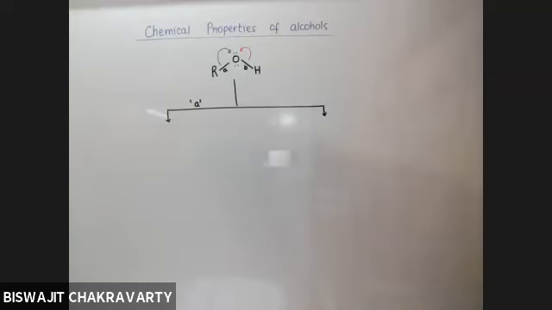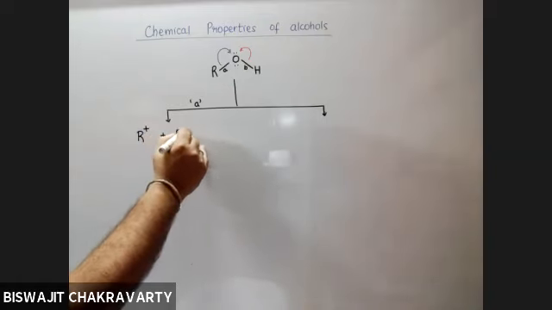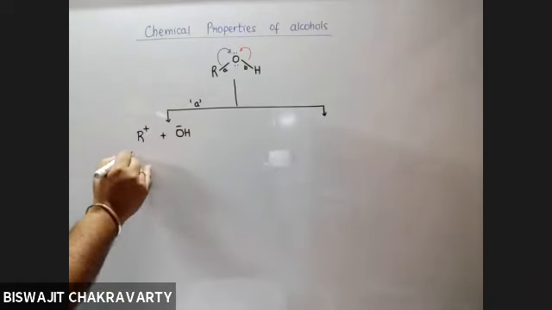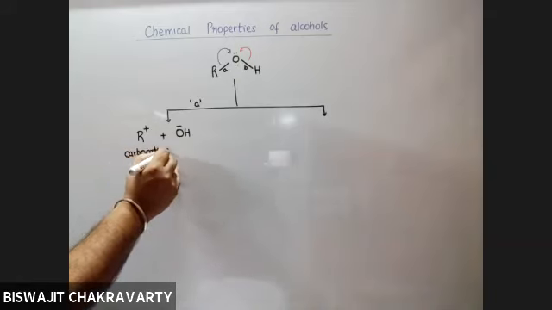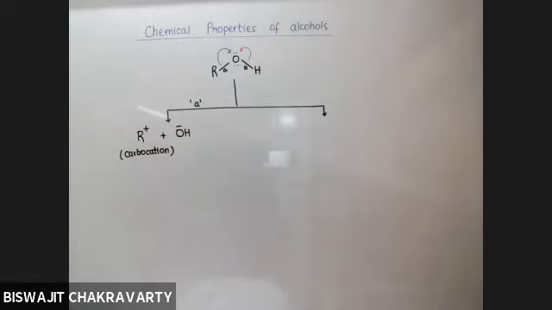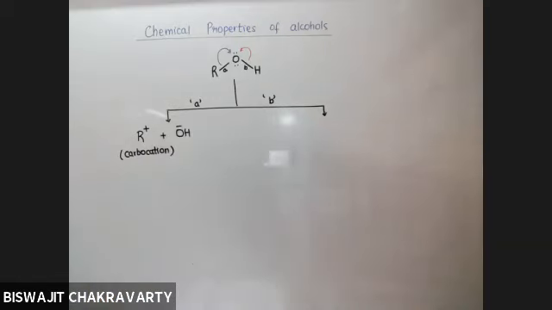R plus OH minus. Very good. R plus OH minus, and R plus is a carbocation. And we know that carbocations are electron deficient species. But if the cleavage point is B, then what do you think will be the cations and anions produced?